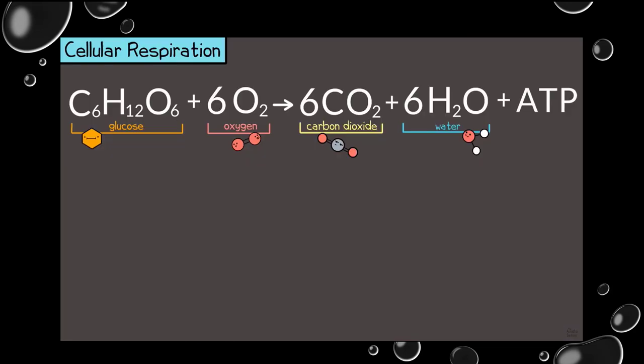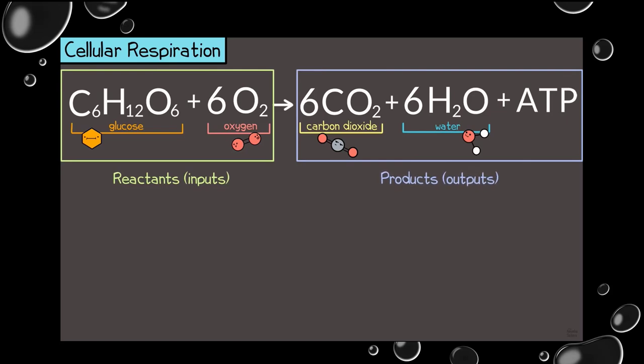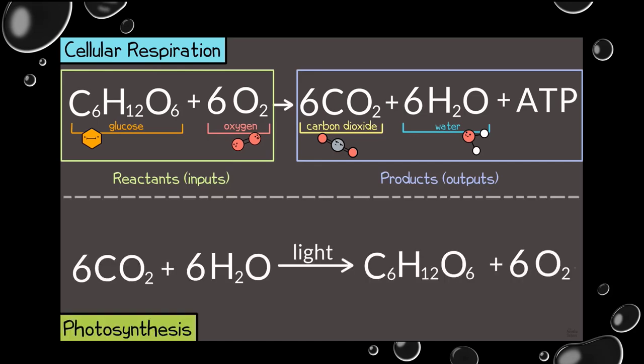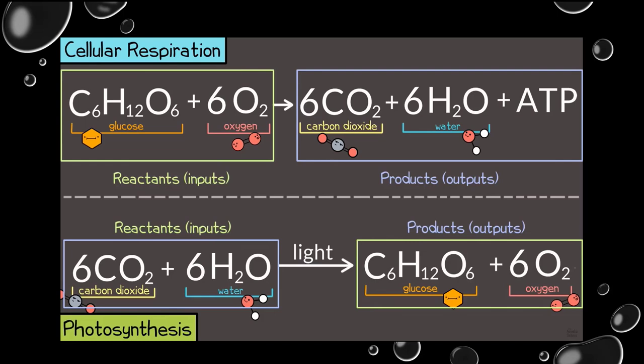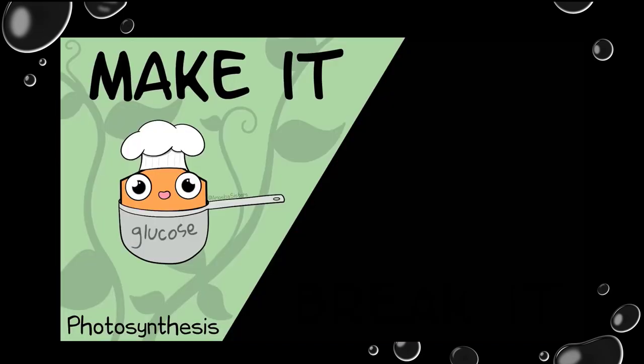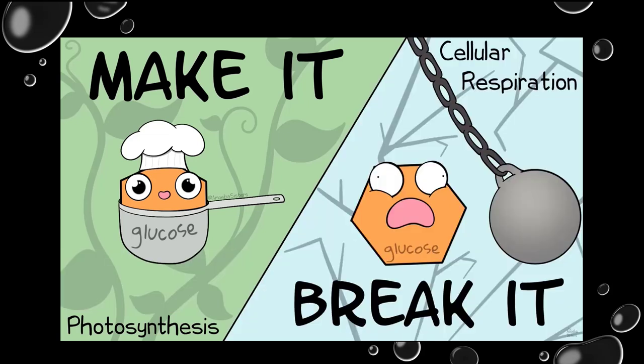Okay, here's the overall look at the equation for aerobic cellular respiration. Remember that reactants, inputs, are on the left side of the arrow, and products, outputs, are on the right side of the arrow. This equation, by the way, looks remarkably similar to photosynthesis. Look at how the reactants and products are on different sides. Well, that doesn't mean they're simply opposites. It does show that they have substances in common. In photosynthesis, organisms make glucose. Notice how glucose is a product. But in cellular respiration, organisms break the glucose down to make ATP.